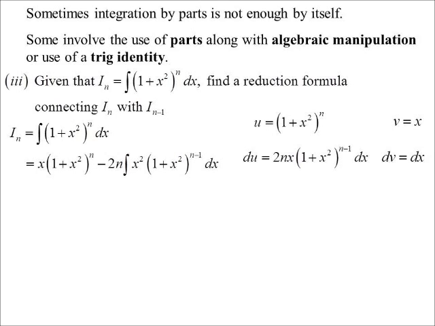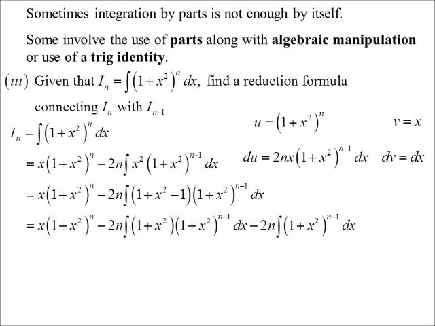So I get uv minus integral of v du. What do I do here? What I'm going to do is change this integral of x squared times 1 plus x squared to the n minus 1 into, instead of x squared times it, I'm going to say it's 1 plus x squared minus 1 times it. Okay, so I've just added 1, subtracted 1. But then I'm going to split it into 2 integrals.